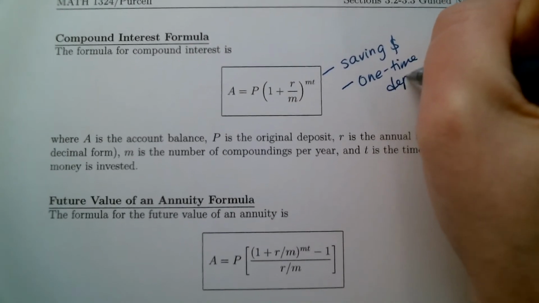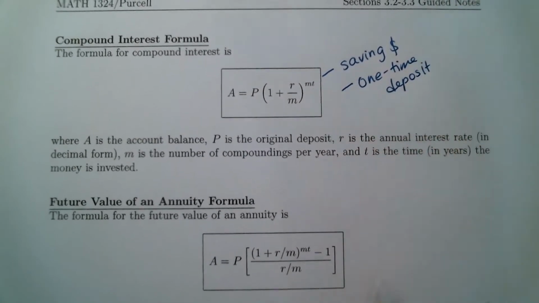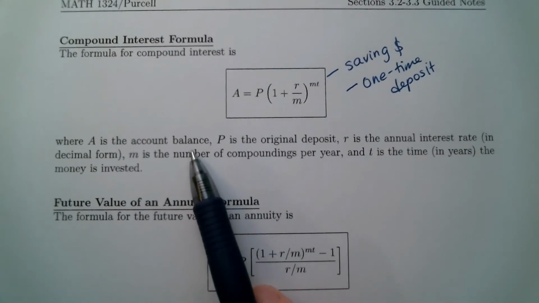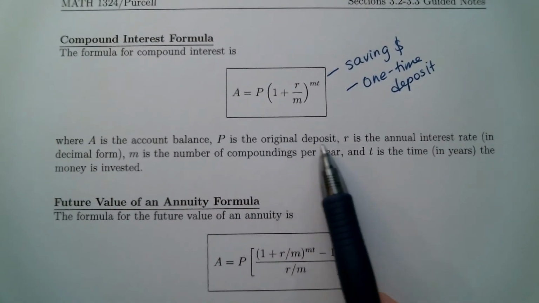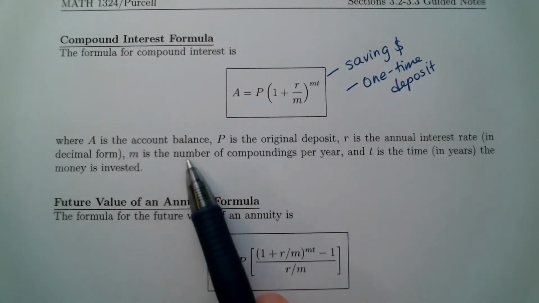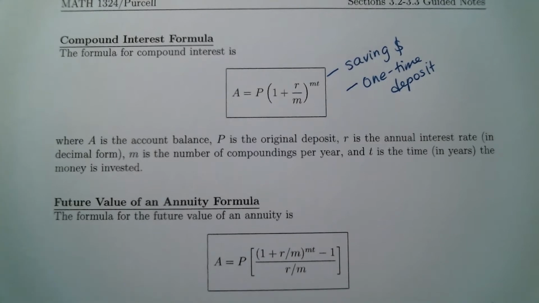As far as what the variables stand for, A is the account balance, P is the original deposit, R is the interest rate in decimal form, M is the number of compoundings per year, and we'll talk more about that in just a minute, and T is the time, which has to be in years, that the money is invested. Usually you're going to see this in the context of saving money through a one-time deposit.